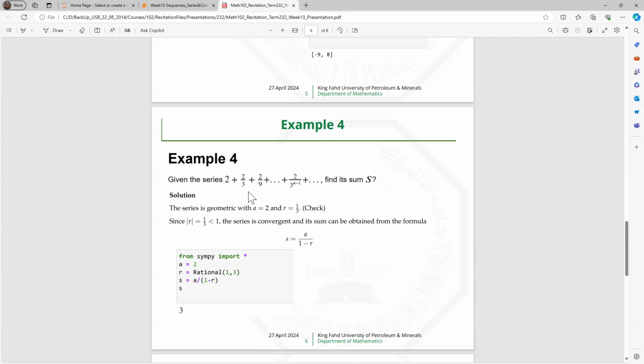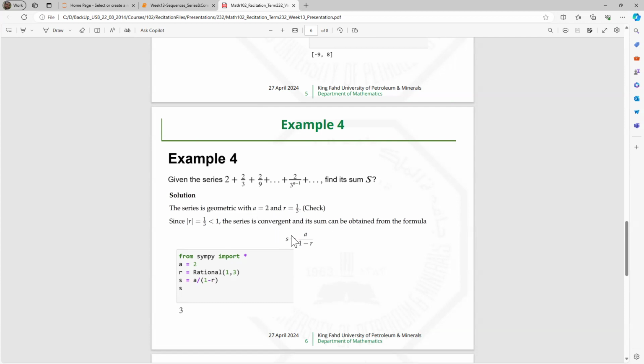One can see that this series is geometric. The initial term, or the first term, is a equal to 2, and the ratio, or the reason, is equal to 1 over 3. So we say that r is equal to 1 over 3. That's easy to check. And since the absolute value of r is equal to 1 over 3, which is less than 1, we conclude that this geometric series should be convergent.